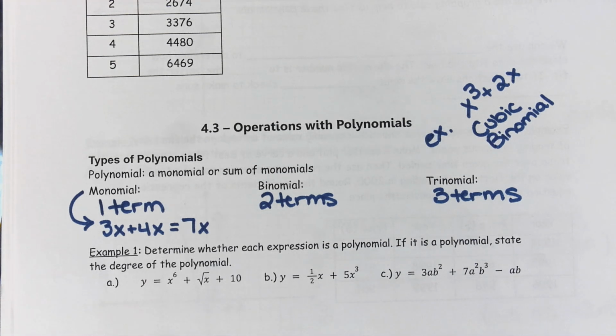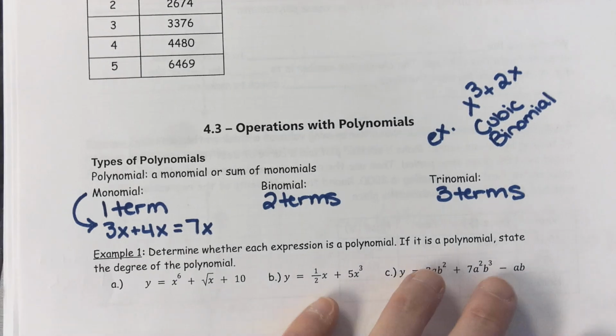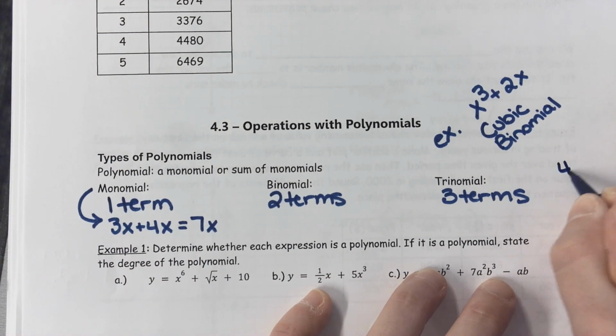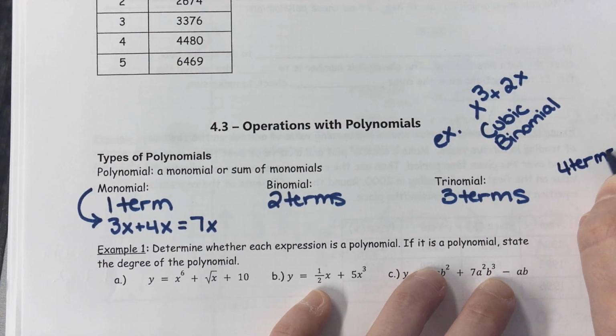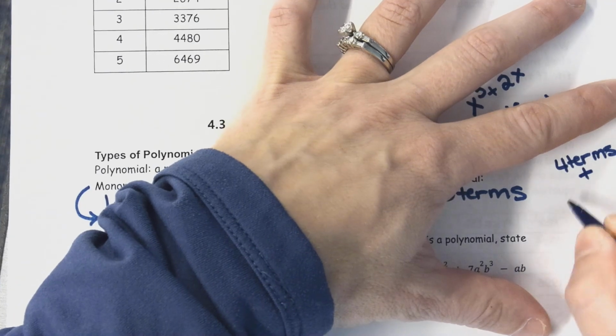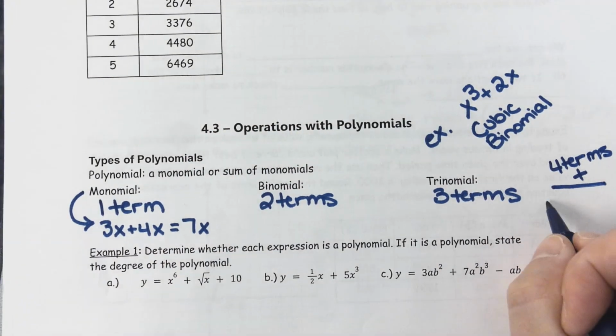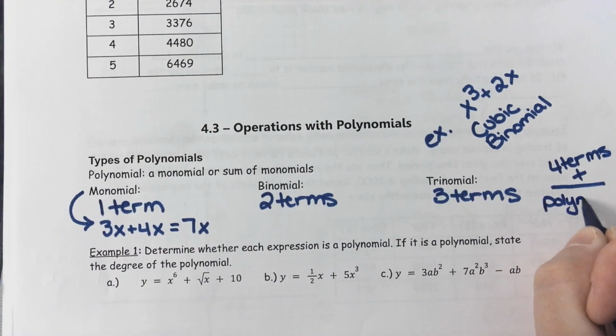Now, let's say you have 4 terms, or 5 terms, or 6 terms, or 100 terms. Anything that is 4 terms and up, we just call those polynomials.